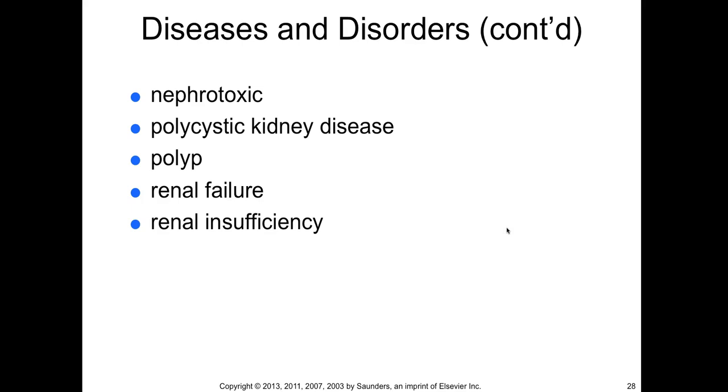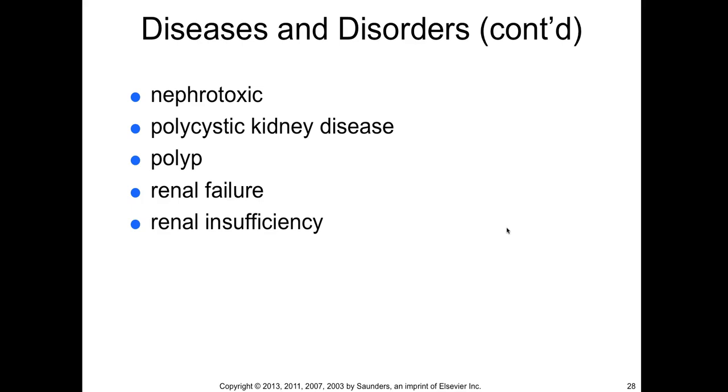So next we have the term nephrotoxic. So what that means is it is poisonous to the kidney. And then we have polycystic kidney disease, and I have an image of that coming up. This is a hereditary disorder that's characterized by hundreds of fluid-filled cysts throughout both of the kidneys. So they look like little grapes all over the kidney. Next, we have a polyp, and a polyp is a tumor that's found on the mucosal surface, such as the inner lining of the bladder.